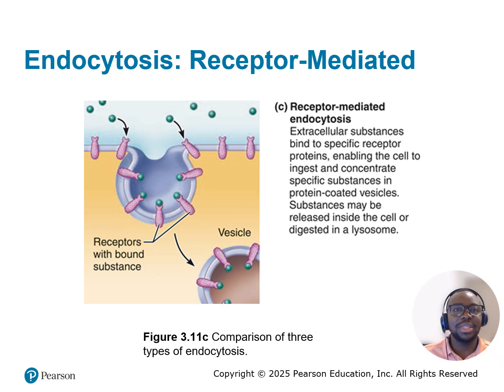Next is receptor-mediated endocytosis. In this process, extracellular substances bind to specific receptor proteins in the cell's plasma membrane. This process enables the cell to ingest and concentrate specific substances called ligands in protein-coated vesicles. Ligands may simply be released inside the cell, or they may combine with the lysosome to digest their contents. Receptors are recycled back to the plasma membrane in vesicles. Substances taken up by receptor-mediated endocytosis include enzymes, hormones, and some pathogens.